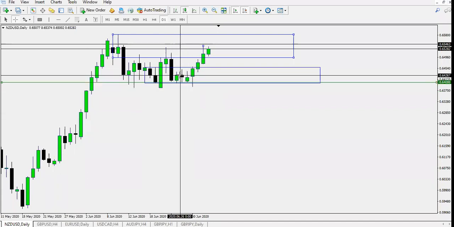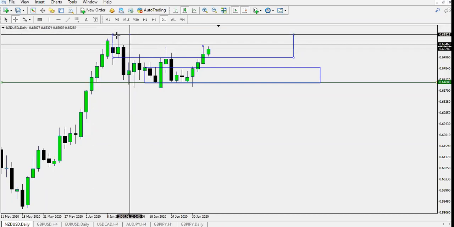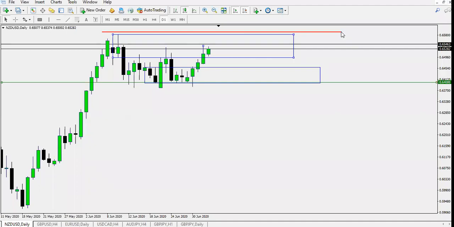We are bullish from this order block and bearish until broken from this order block at the top here. So price needs to close above this order block for us to even think that this is going to be continuing bullish. So we are bullish from this order block and bearish from this order block.